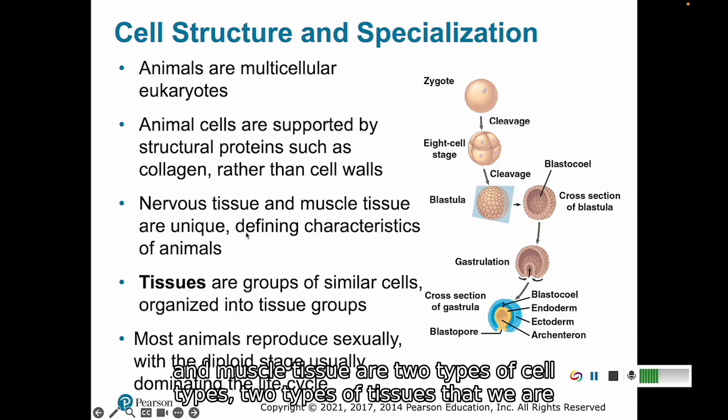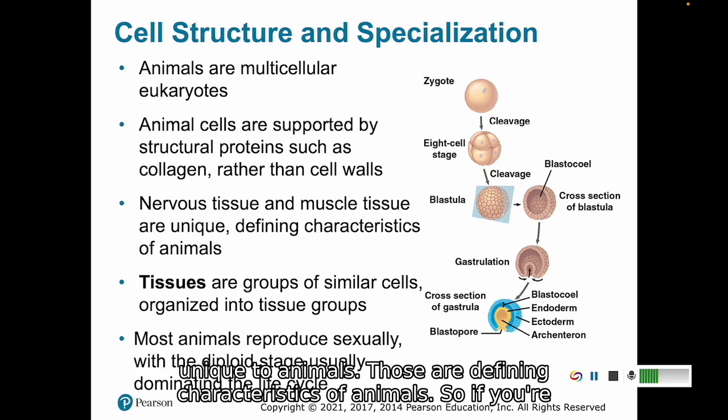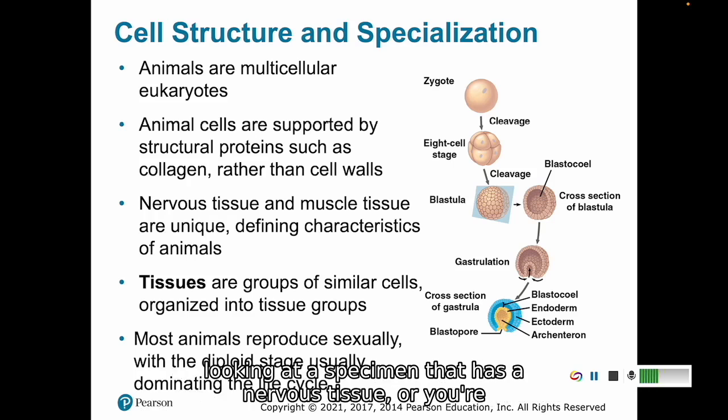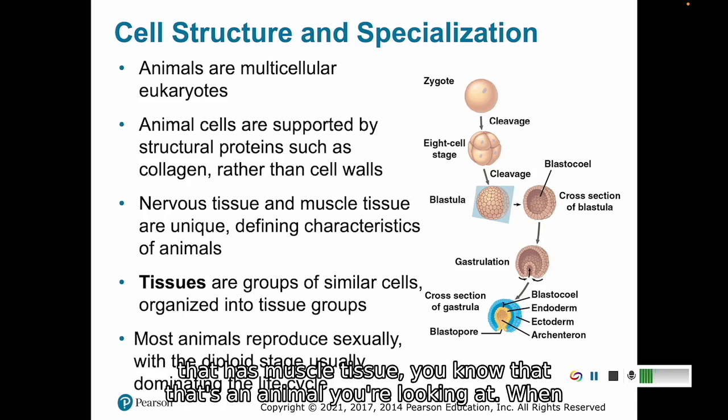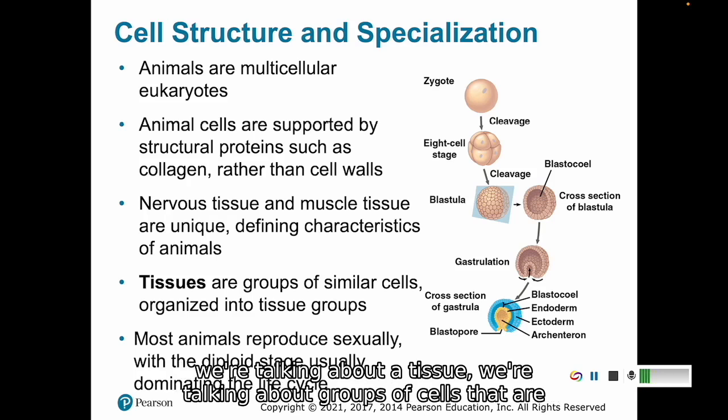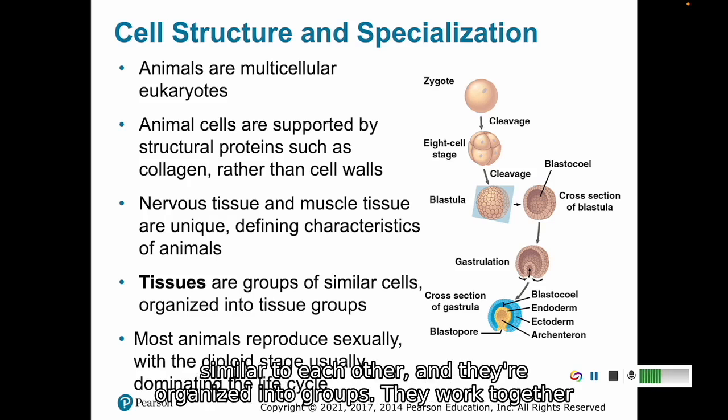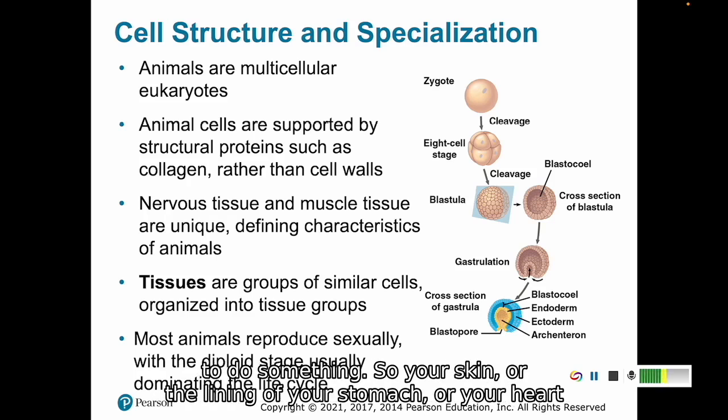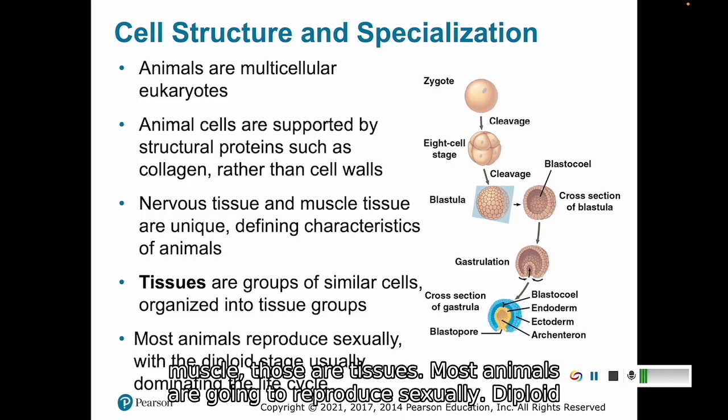Nervous tissue and muscle tissue are 2 types of tissues that are unique to animals. Those are defining characteristics of animals. So if you're looking at a specimen that has nervous tissue, or you're looking at a specimen that has muscle tissue, you know that that's an animal you're looking at. When we're talking about a tissue, we're talking about groups of cells that are similar to each other, and they're organized into groups. They work together to do something. So your skin, or the lining of your stomach, or your heart muscle, those are tissues.